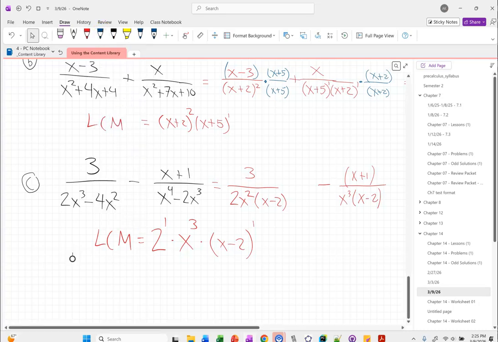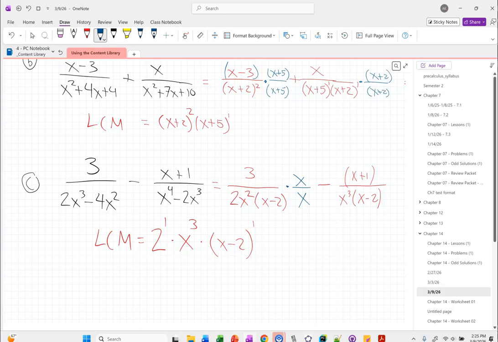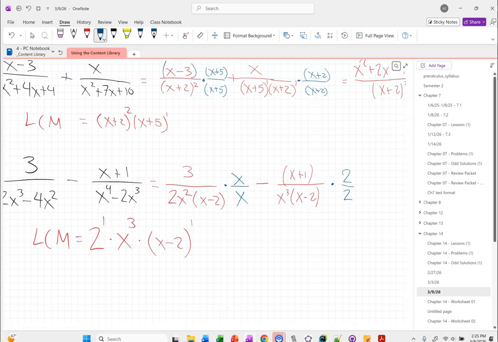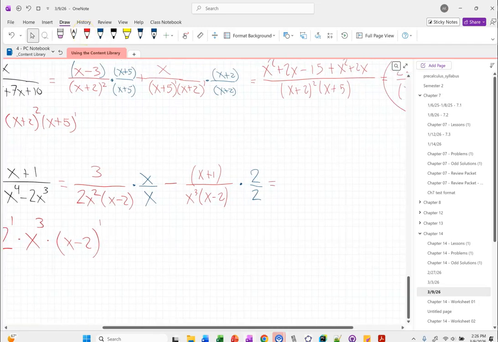What do I need to multiply the first fraction by to get that? 2x, because I have the 2, I have the x minus 2, but I have an x squared instead of an x to the third. I'm missing one factor of x. Let's look at the second fraction. I have the x cubed, I have the x minus 2, I don't have the 2. So 2. Everybody's okay? Now what do I do?